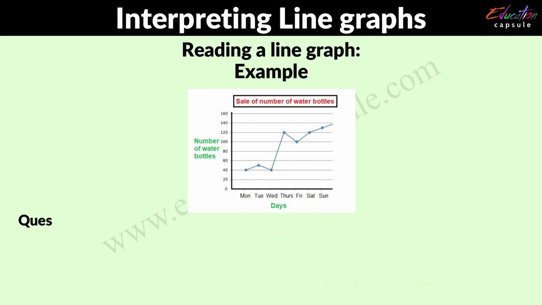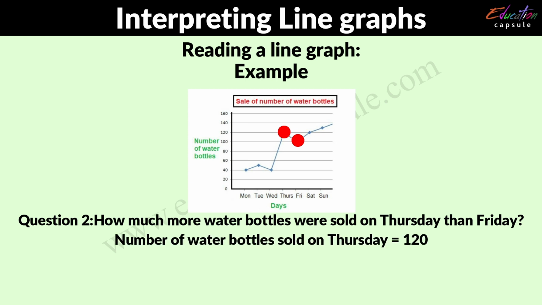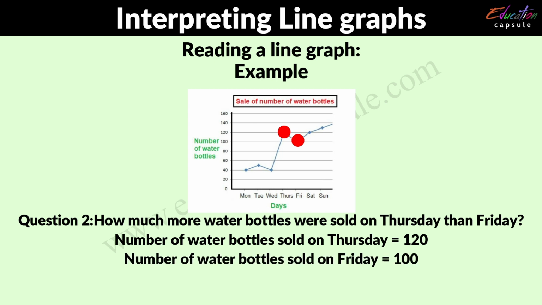Question 2. How much more water bottles were sold on Thursday than Friday? Number of water bottles sold on Thursday are 120, whereas number of water bottles sold on Friday are 100. So the difference is 20.